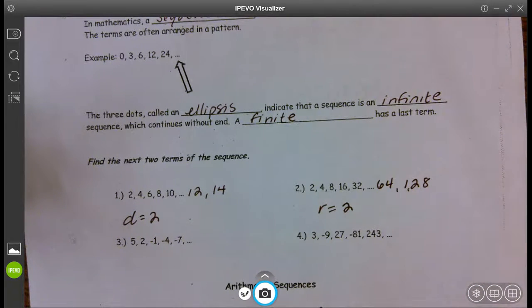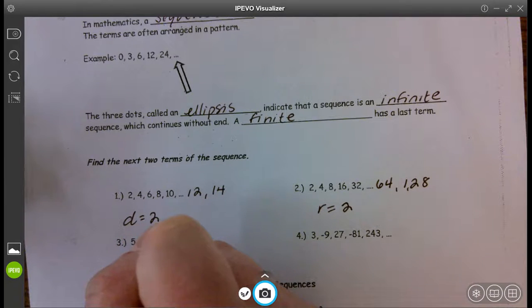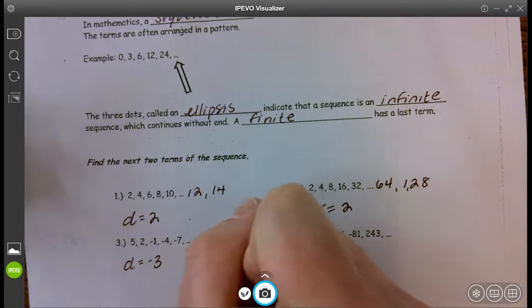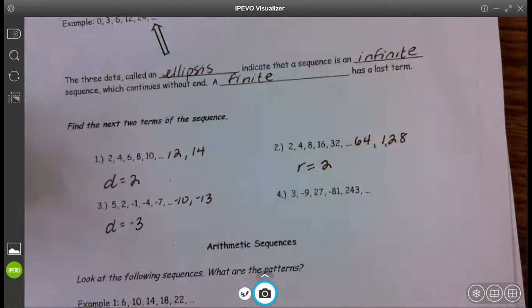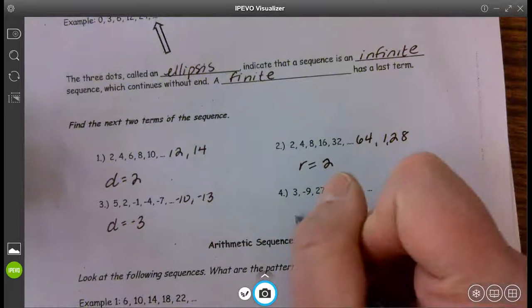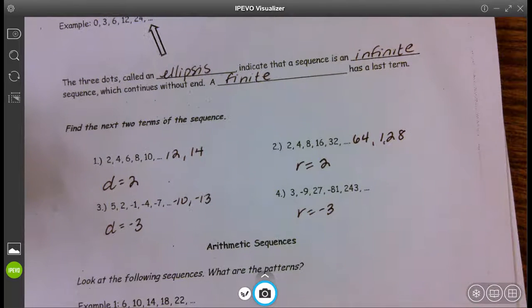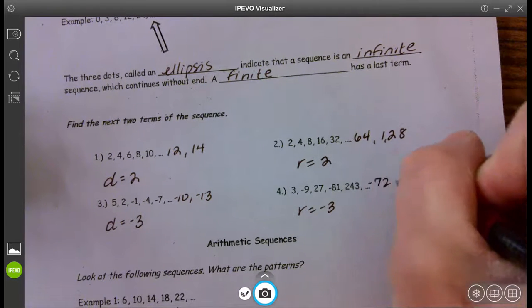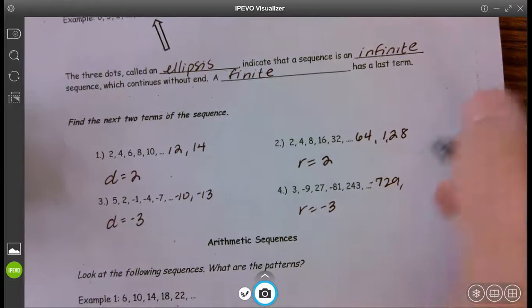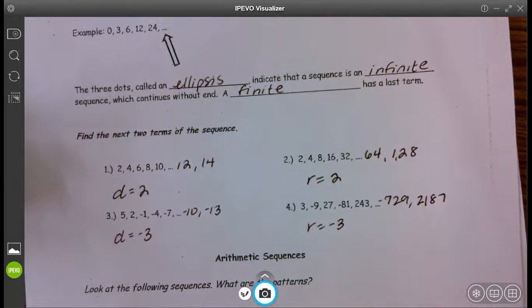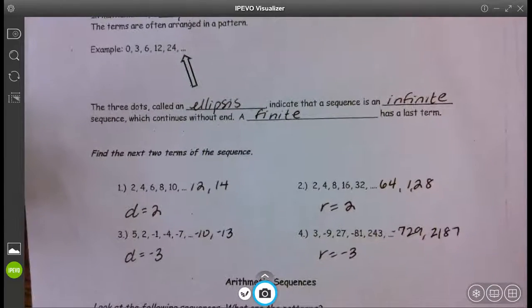The next one, we are adding a -3. So the common difference is -3. So the next two terms are -10 and -13. Here, we are multiplying by a -3. So the common ratio is -3. And the next two terms would be -729, 2,187.